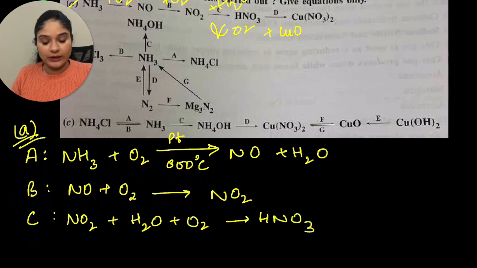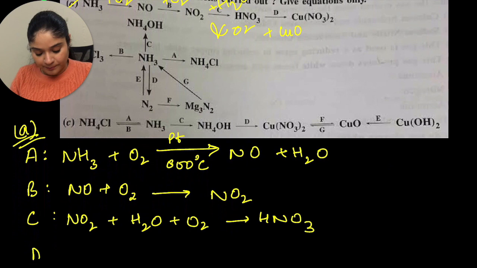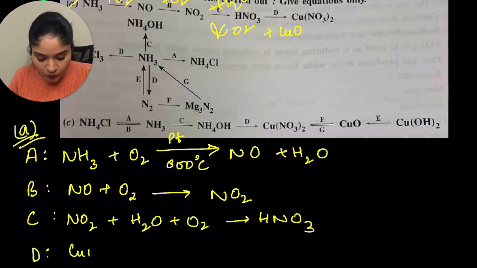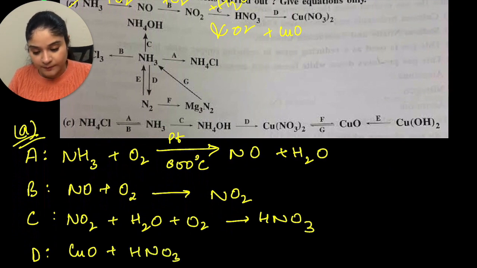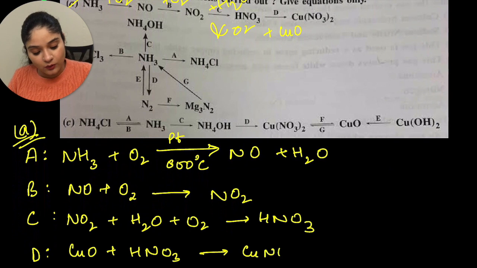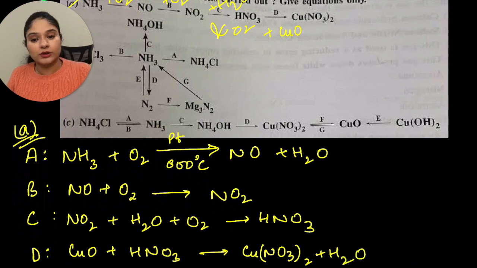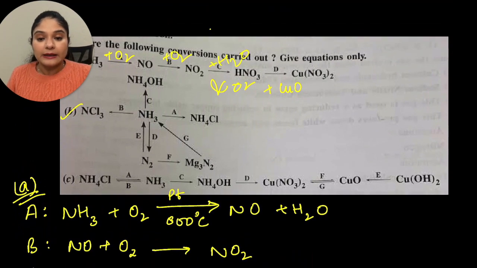Now let's move on to the next one. This was C. Now we are on D. From HNO3, you need to reach Cu(NO3)2. So what you will do is, you will react HNO3 with copper oxide, that is CuO. So CuO plus HNO3 will give you Cu(NO3)2, that is your required product, plus water comes out along with that. So this is your A part. Okay. Now let's come to the B part.